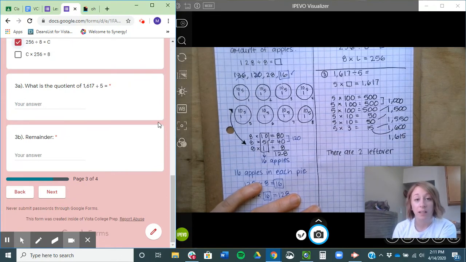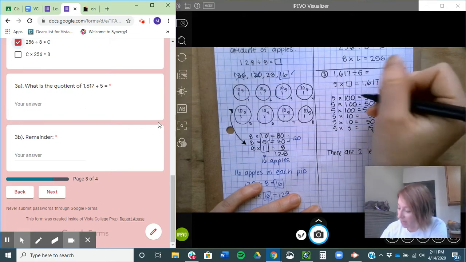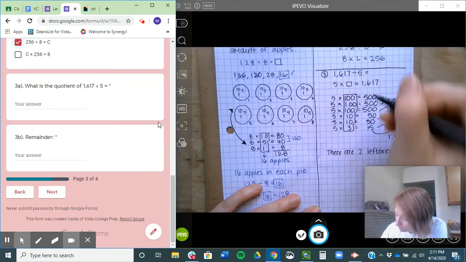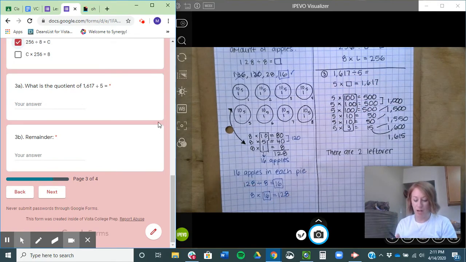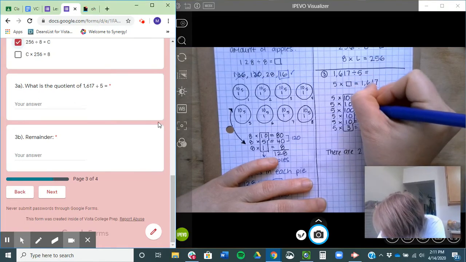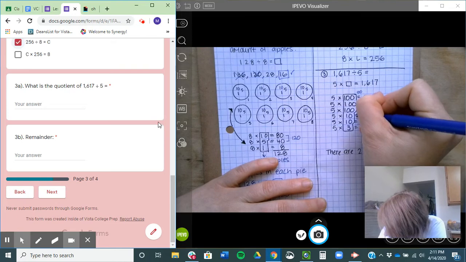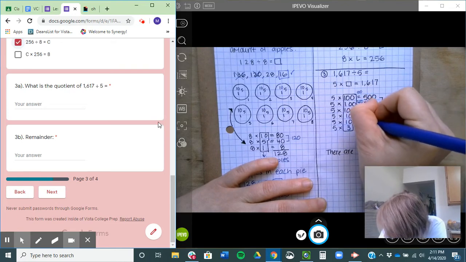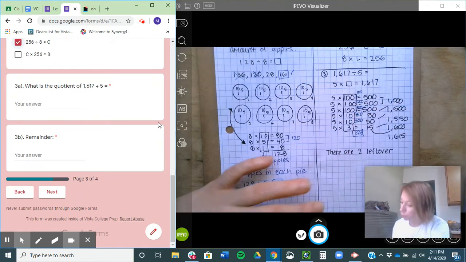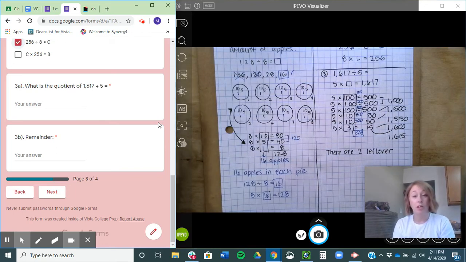In order for us to find the quotient, we need to go ahead and add all of the values that are in the middle. We can write these as number sentences, but I always think it's really easy just to count them. 100, 200, 300, 310, 320, and 323. So it looks like our quotient is 323 with 2 left over.